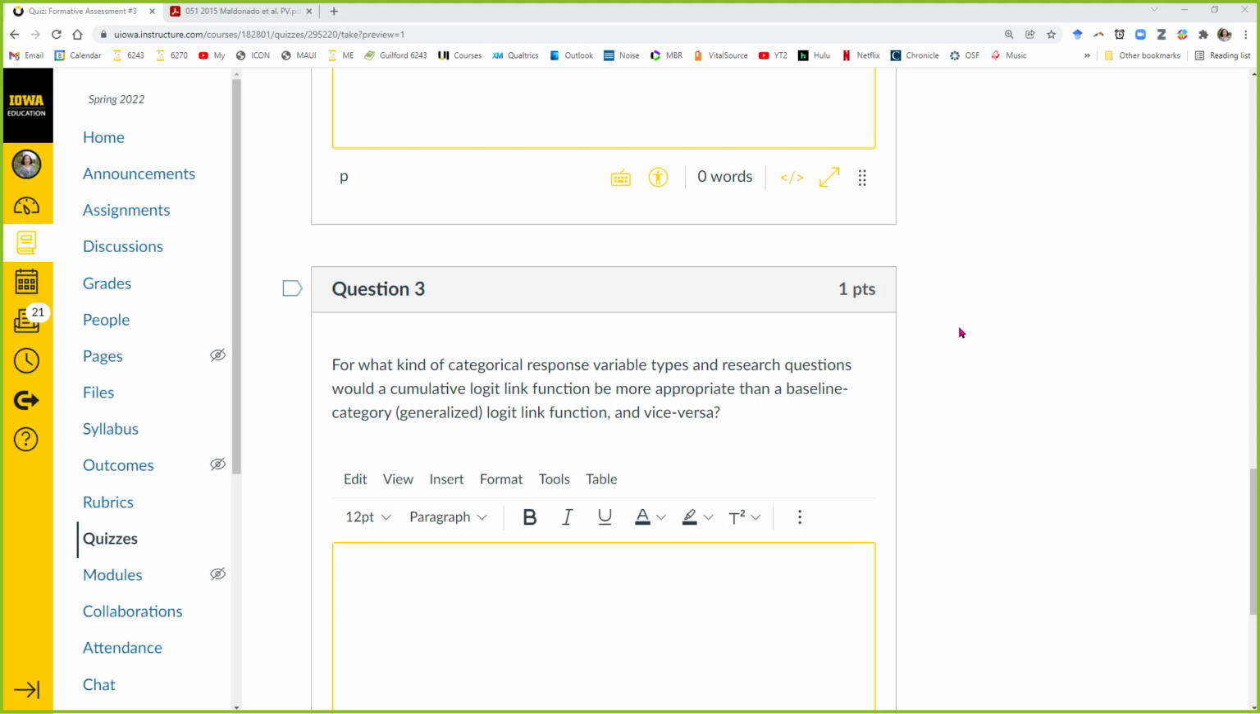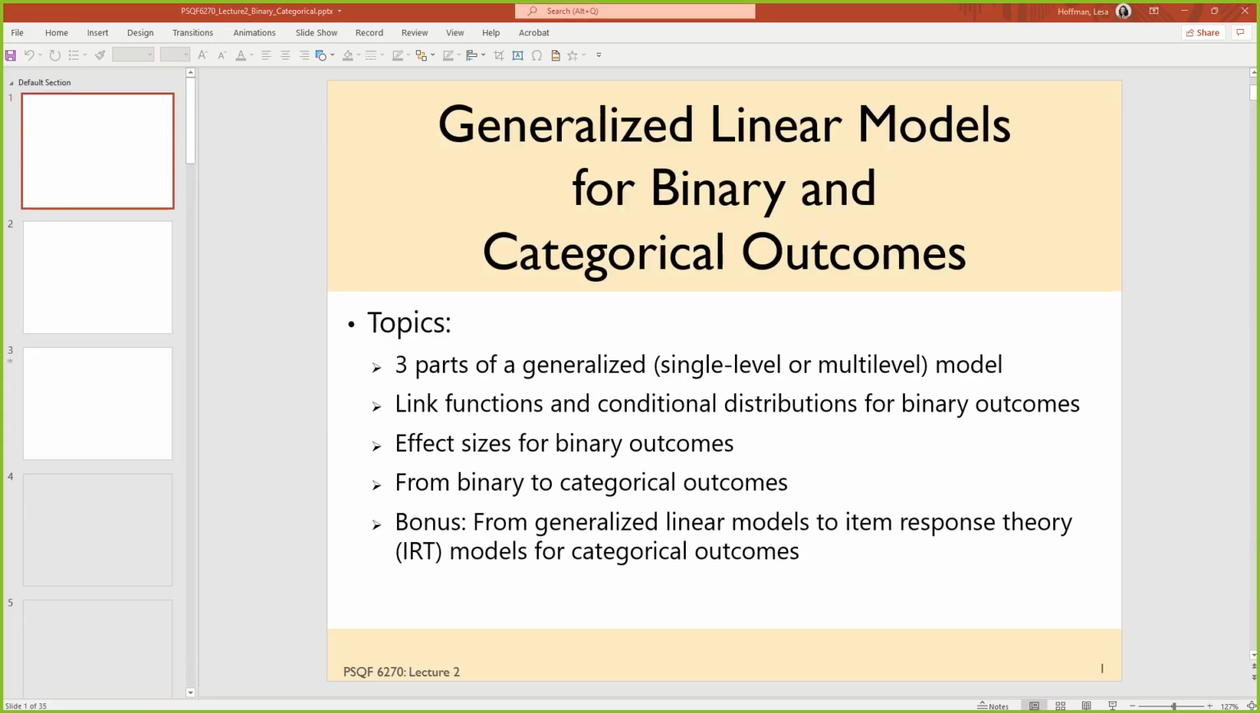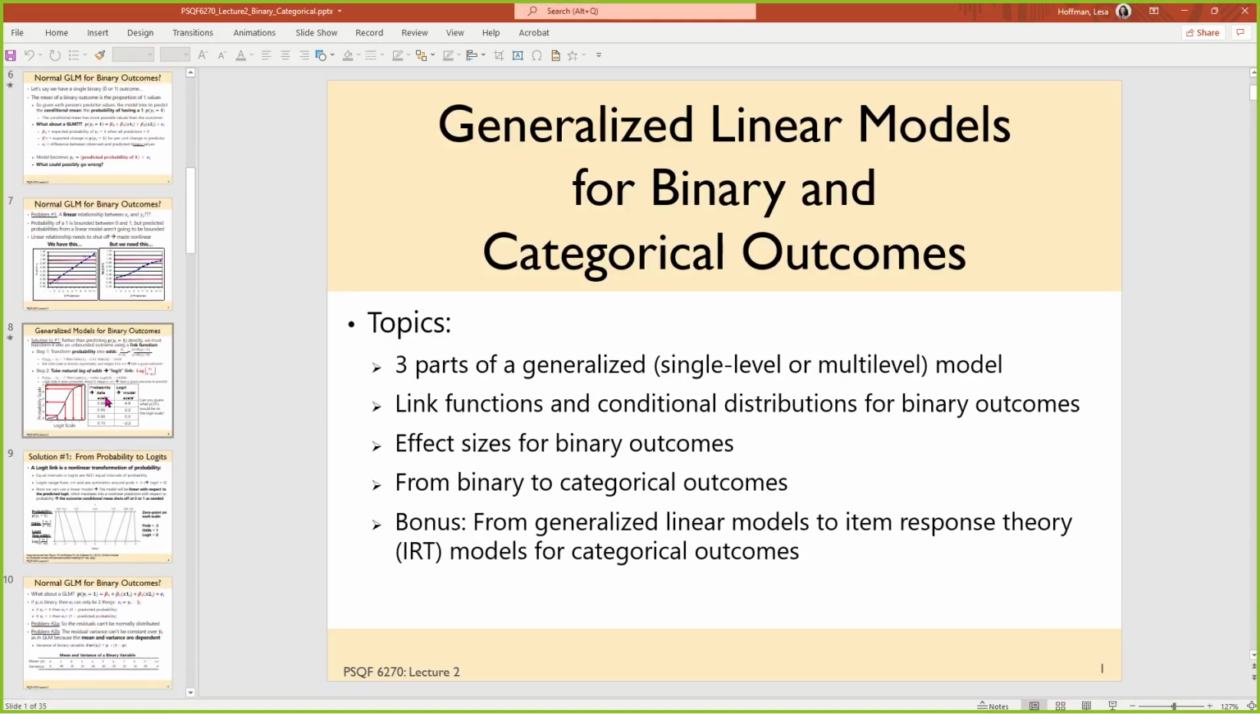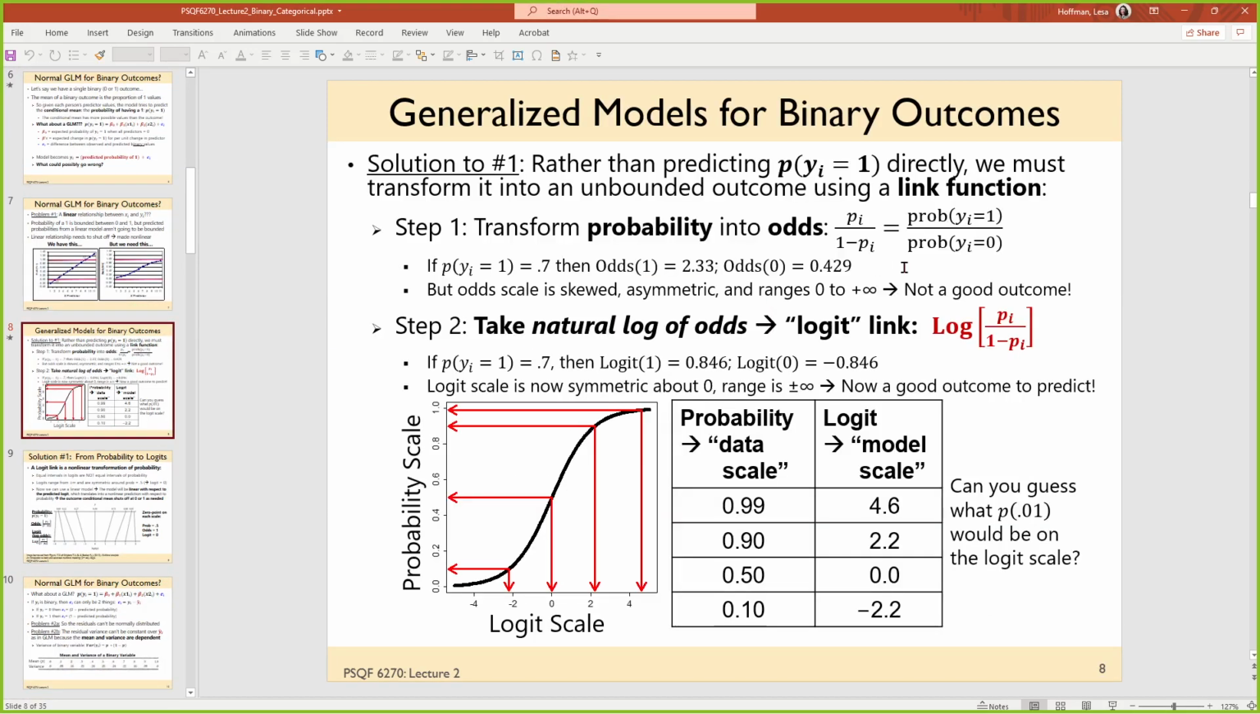Sorry, can you explain that again? Yep. I will do better than explain it. I have slides on that. Let me open that one. This is lecture 2. I want this slide right here. This is slide 8. Can everybody see that?